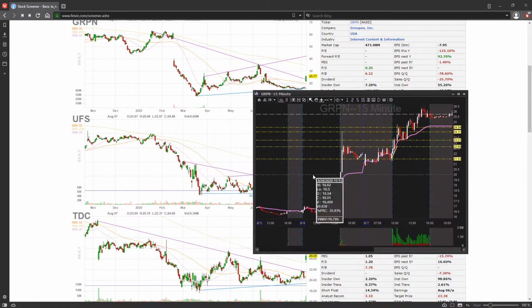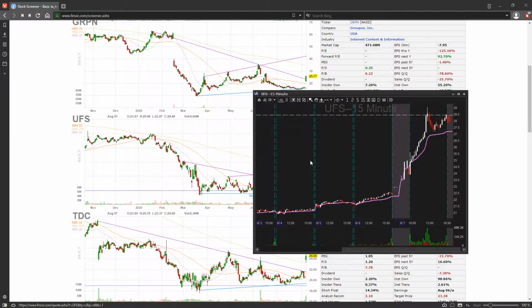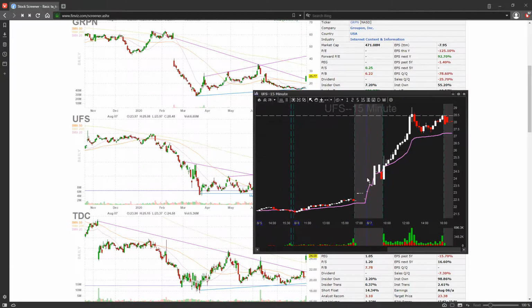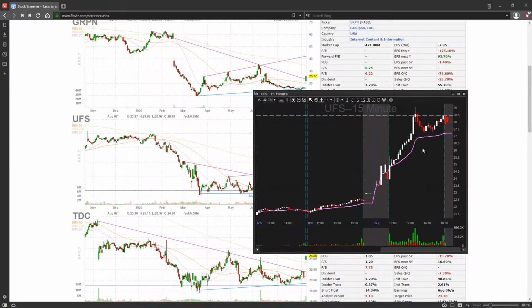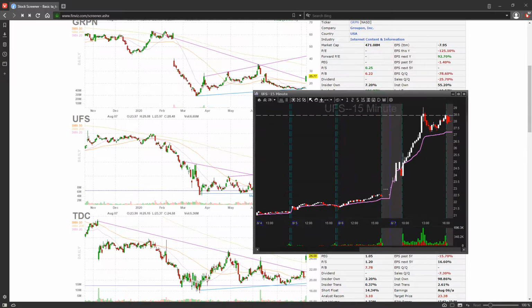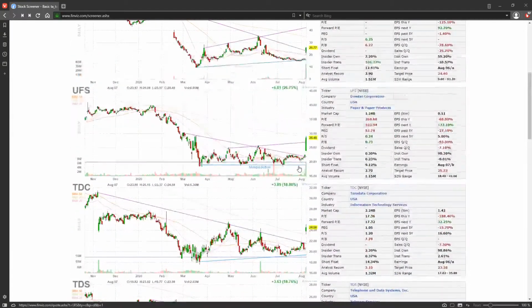Let's look at the chart. UFS. So it had a little bit of volume pre-market, and then it's moving higher. This is a possibility. Again, it's a second day extended. It's not bad. So we can look at it.